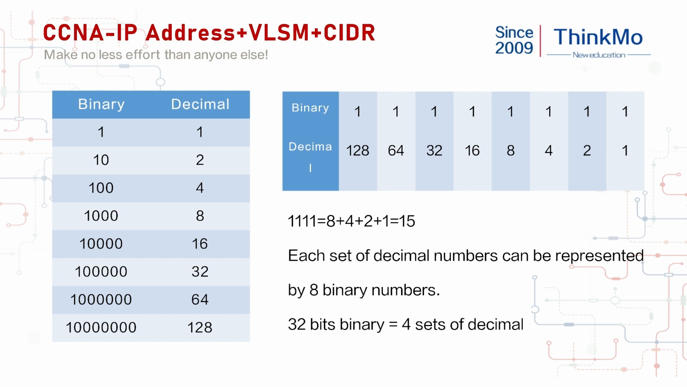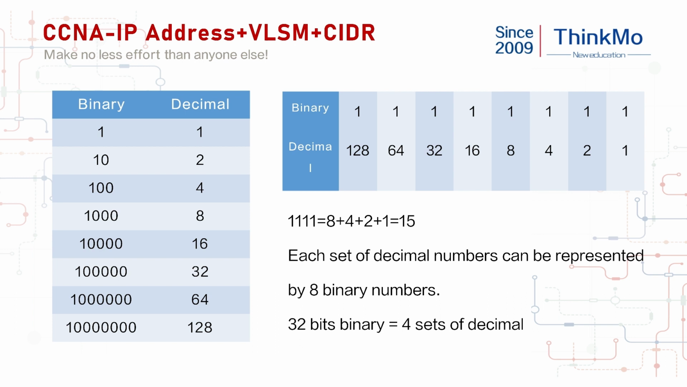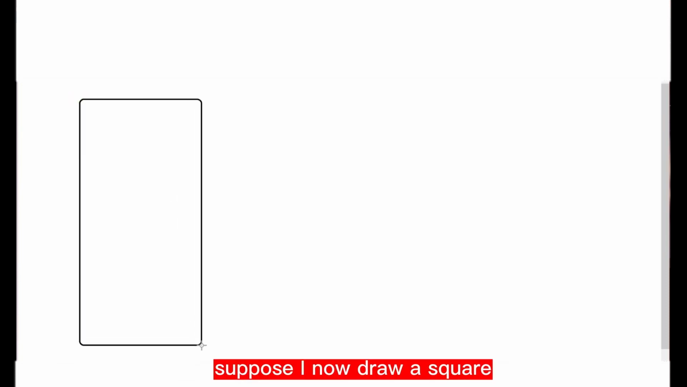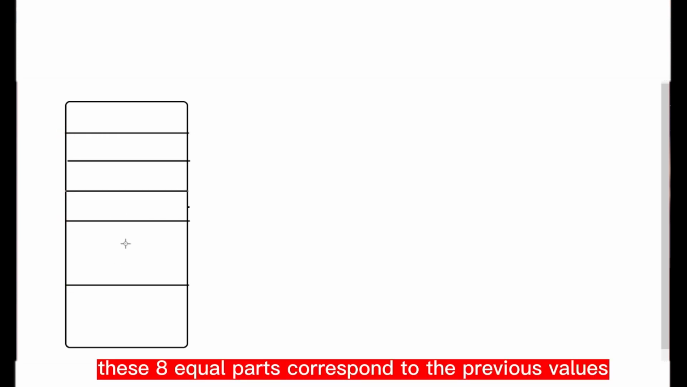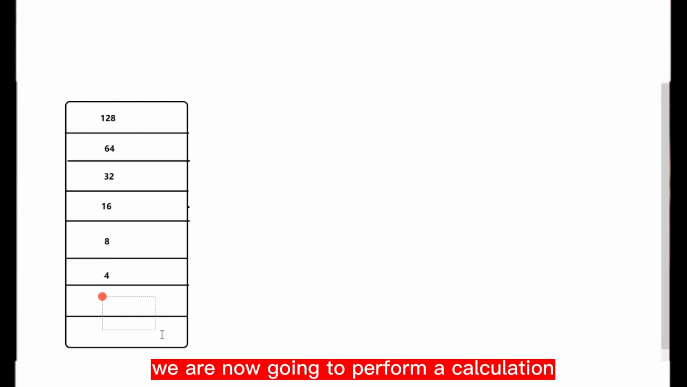Their lengths are exactly equivalent. Then let's study exactly how they are calculated. For example, what we just wrote, 192.168.1.111. So how exactly does it count as binary? Let's calculate together. Calculating this process is actually quite simple. I will simulate a scenario for you. This scene is quite interesting. Suppose I now draw a square. We divide it into 8 equal parts. These 8 equal parts correspond to the previous values. The top is 128. Then down to 64, 32, 16.